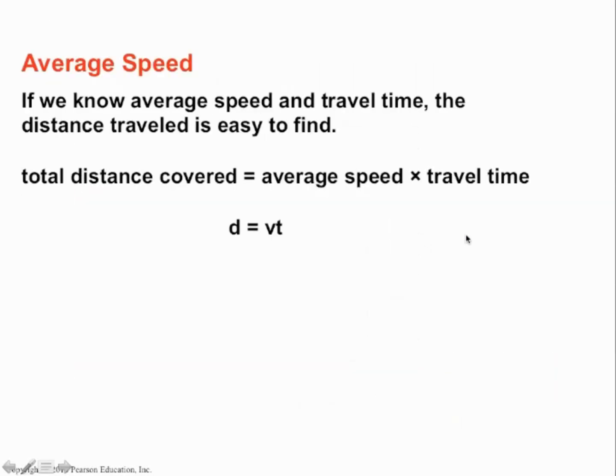All right, average speed. If we know average speed and travel time, the distance traveled is easy to find. Total distance covered equals average speed times travel time. So d equals vt. In Algebra 1, you learned d equals rt, or rt equals d. Rate times time equals distance. And this is exactly that same formula, d equals vt.